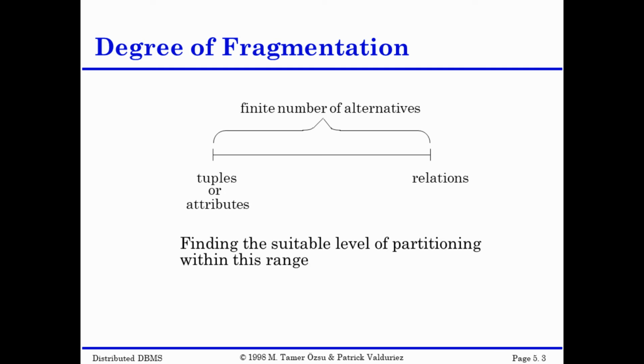And I discussed the degree of fragmentation from the left to the right. From the right, you see the relations are not fragmented. You can replicate, I mean make a copy of the relation. And toward the left, you see fragmentation from tuples, I mean horizontal fragmentation, or attributes, I mean vertical fragmentation, and how to find suitable levels of partitioning within these ranges.